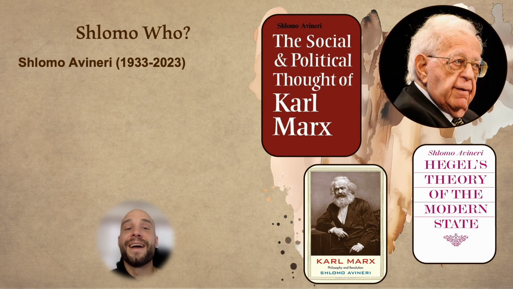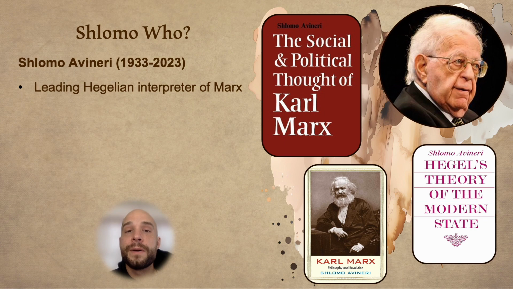So who is this guy? Shlomo Avineri has written a variety of books about both Marx and Hegel. Today we're going to focus on the social and political thought of Karl Marx. Avineri is widely known as a leading Hegelian interpreter of Marx.